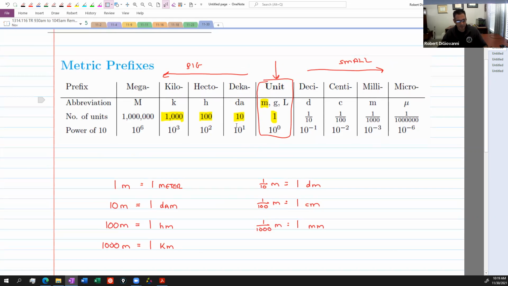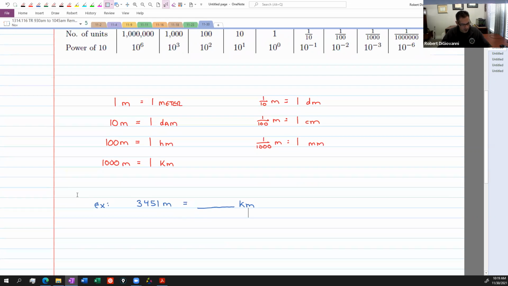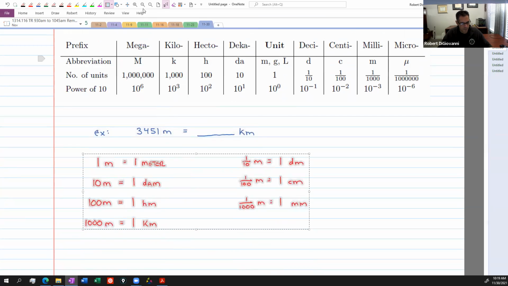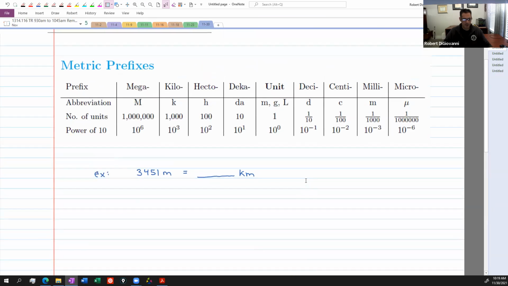So the way you use this table is this. What you do is you look at where you're starting. Let me move this out of the way. Okay, so if I'm trying to go from meters to kilometers, what I do is I look at my table. Where's meters? Meters is the basic unit, and I want to go to kilometers. So to go to kilometers, I have to move 1, 2, 3 spaces, right? 3 spaces, which direction? To the left, right? So what you're going to do is take the decimal point and move it 1, 2, 3 spaces to the left. So this becomes 3.451 kilometers, and you're done.